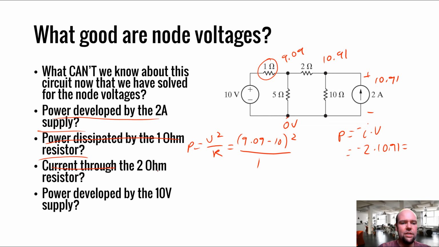What about the current through the 2 ohm resistor? Let's find the current this way through the 2 ohm resistor. The current this way through the 2 ohm resistor is going to be 9.09, the voltage on this side of the resistor, minus the voltage on this side divided by 2.